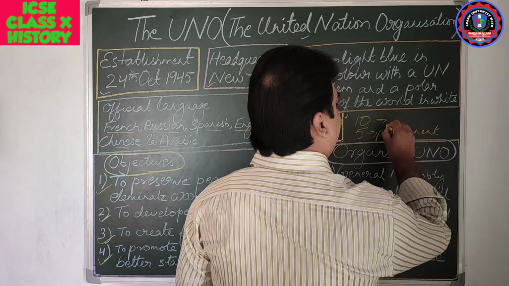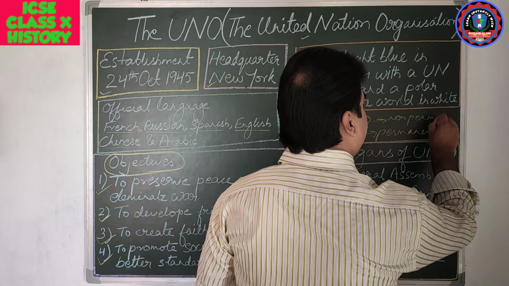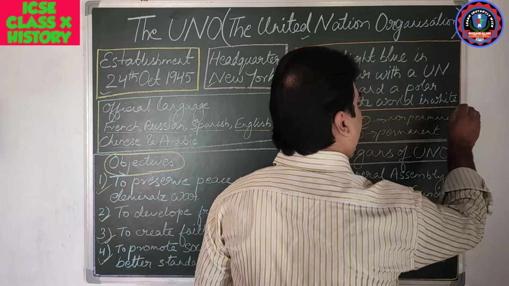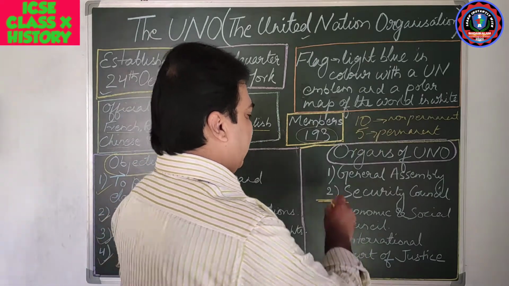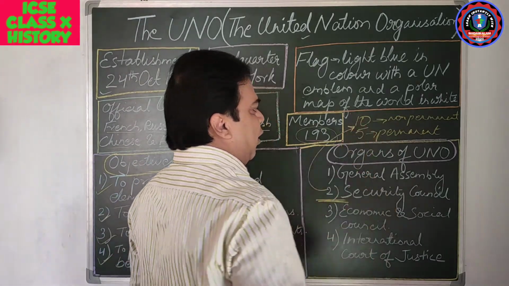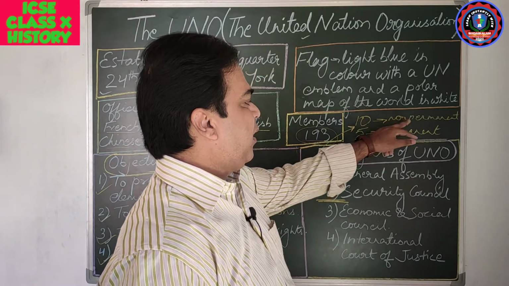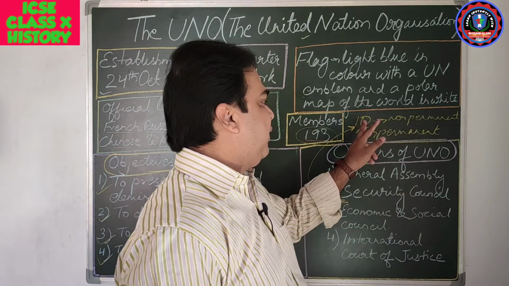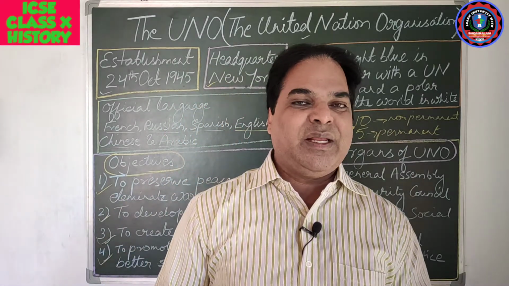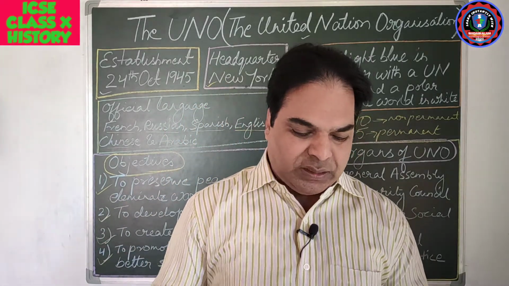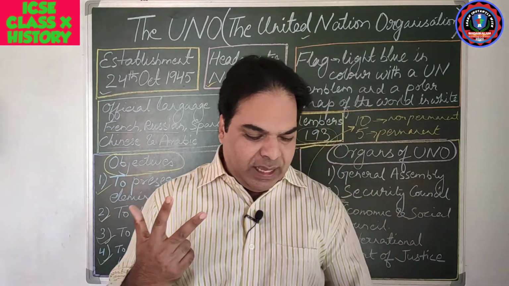Okay, so 5 members are permanent and 10 are non-permanent. The Security Council altogether has 15 members. Out of 15, 10 are non-permanent and 5 are permanent. The 10 non-permanent members are elected by the Security Council as well as the General Assembly for the term of 2 years. For the term of how many years? 2 years.